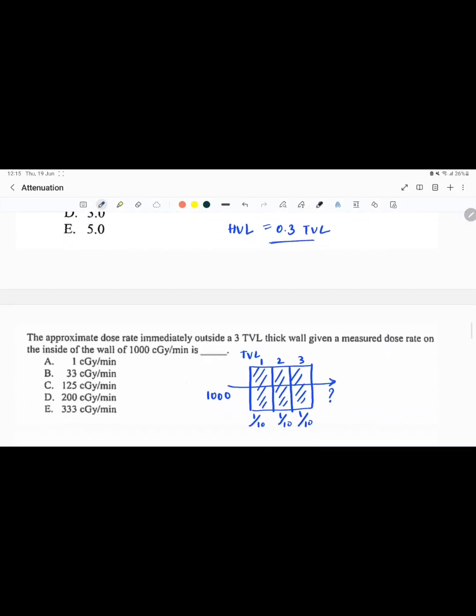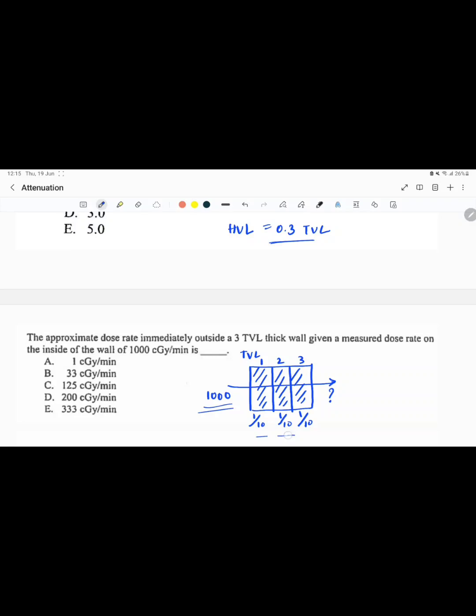The next question: approximate dose rate immediately outside a 3 TVL thick wall, given a measured dose rate on the inside of the wall is 1000 centigrade per minute. So these are the 3 TVLs. Inside of the wall the dose rate is 1000, and they're asking just outside the wall what is the dose rate. Okay, with 1 TVL it is reduced to 1/10.